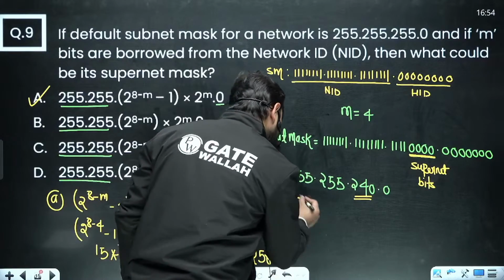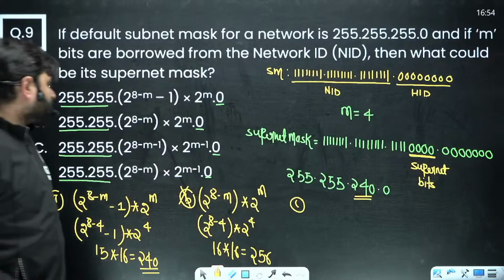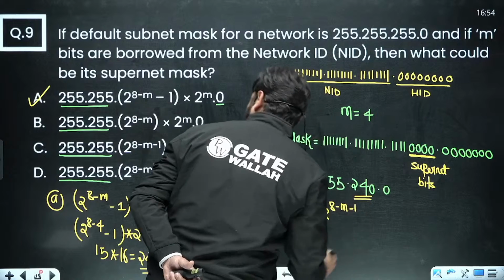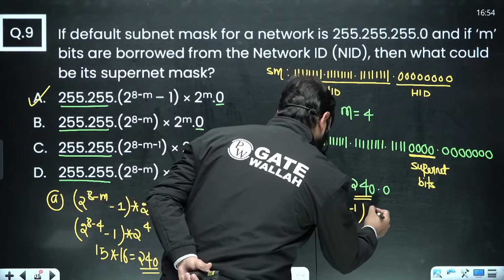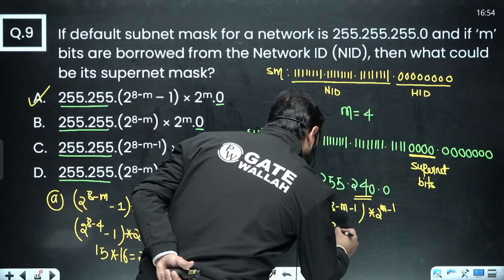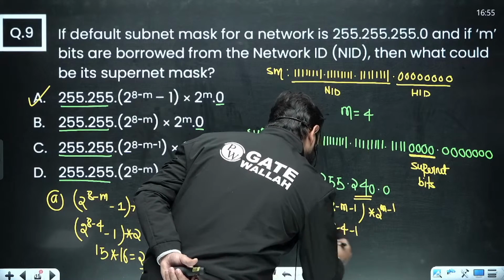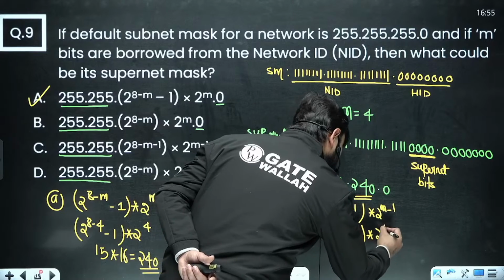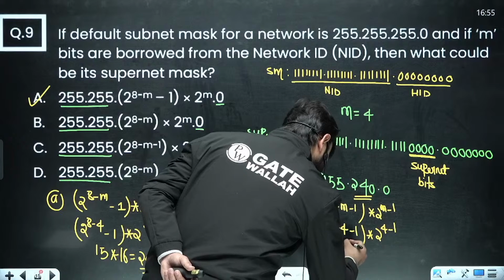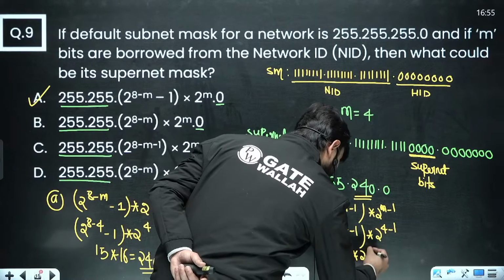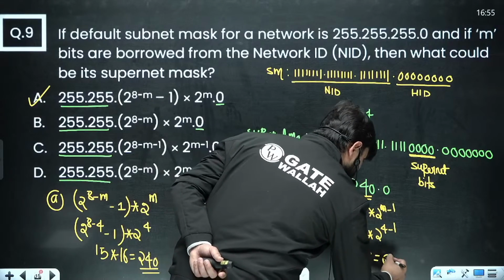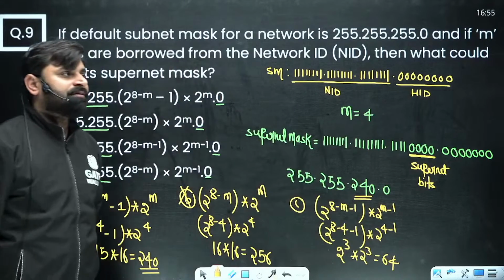If I take option C, 2 power 8 minus m minus 1, into 2 power m minus 1. So you have 2 power 8 minus 4 minus 1, into 2 power 4 minus 1. So 2 power 3 into 2 power 3, which is 8 into 8, 64. But the third octet value is 240, so C is also wrong.